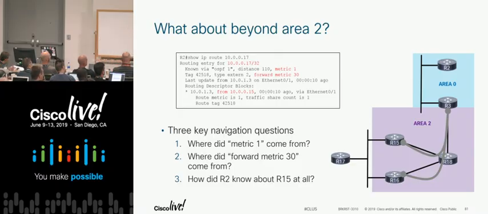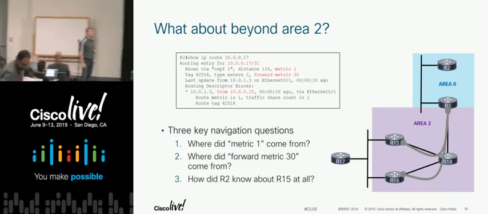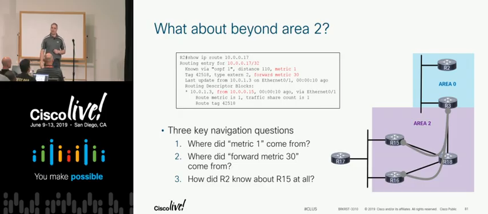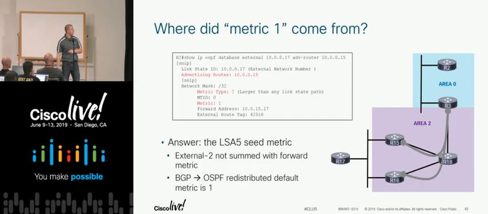Metric 1 came from the seed metric at the point of redistribution. Forward metric 30 came from the cost to the forward address subnet, which was a combination of the cost of 10 inside of area 0 from R2 to R3, and the cost of 20 from router 3 down to the subnet. And we discovered all that from one router. We didn't leave R2 for any of that, did we? That's what you need to keep in mind, that we're not jumping around the whole network. We can focus and know exactly what we're looking for, taking advantage of the fact that OSPF is link state, and every router has a similar view of the network, unless we're doing some filtering like we saw earlier.